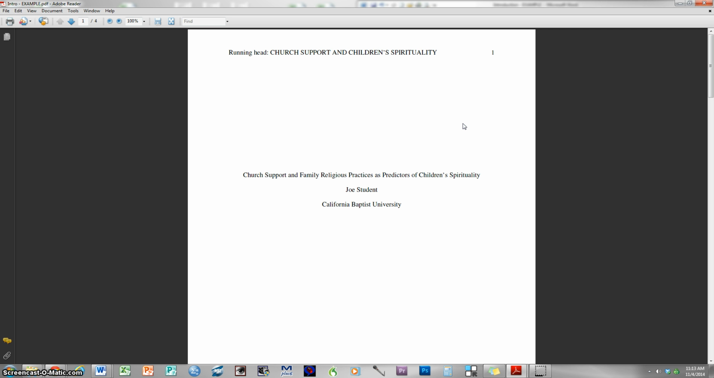And we're looking for you to use correlational language. So don't use the words cause, effect, words like that. We want to use correlational language like predict, associated with, correlated with. So here's an example. Church support and family religious practices as predictors. So predictors means this is a correlational study. We did not experimentally manipulate family religious practices or church support to determine causality. We have a theory that's causal, but we don't know for sure. So it's a correlational study.